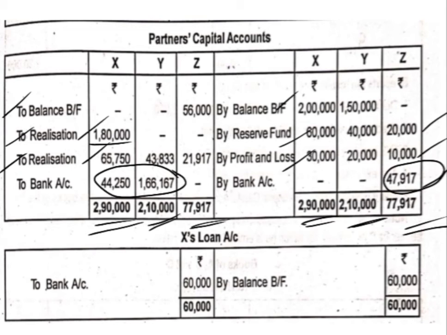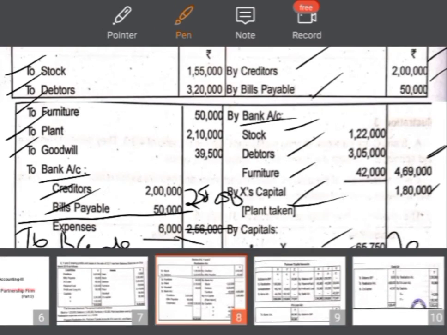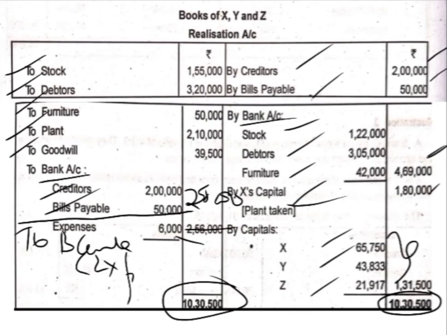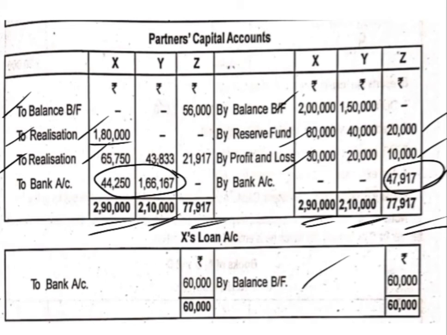Now coming to the third step, X loan account. Here it is given in the balance sheet, X had advanced a loan of 60,000. Loan is a liability which represents credit balance. So we have to write by balance brought down 60,000. Now when they are going to pay off, the entry will be X loan account debit to bank account. The same amount 60,000 is paid off.